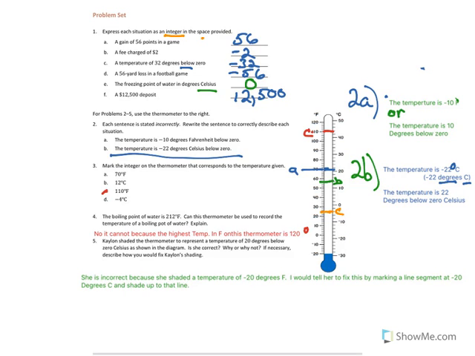Okay, so you may not have written this exact wording here, and as long as you wrote something that makes sense, you will get it correct. So she is incorrect because she shaded a temperature of negative 20 degrees Fahrenheit. I would tell her to fix this by making a line segment at negative 20 degrees Celsius and shade up to that line. And if you look, that would have been right here. So really, that's where she needed to shade it up to, was up to here. What she did was she looked at the Fahrenheit side and shaded it only to there. But she needed to go as high as the Celsius. That's negative 20 degrees Celsius.